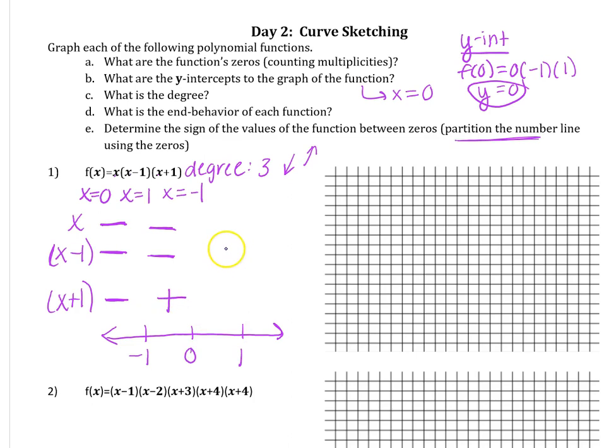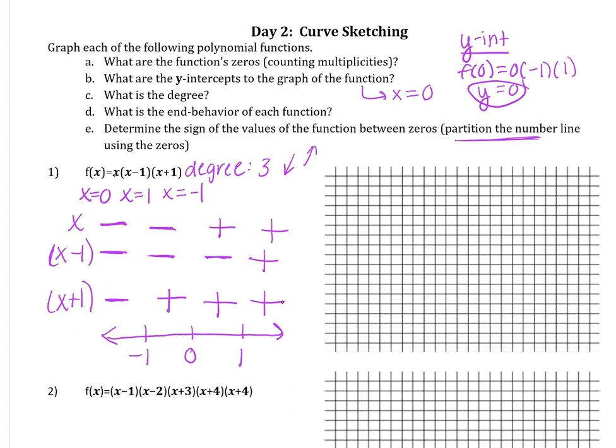Between 0 and 1, how about 1/2? So go positive. 1/2 minus 1, that's still negative. And then, actually, no, I have a couple more to do here. And then 1/2 plus 1 is positive. Okay, now lastly, how about 100? If I plug 100 in, it's going to be positive. 100 minus 1 is still positive. 100 plus 1 is also still positive.